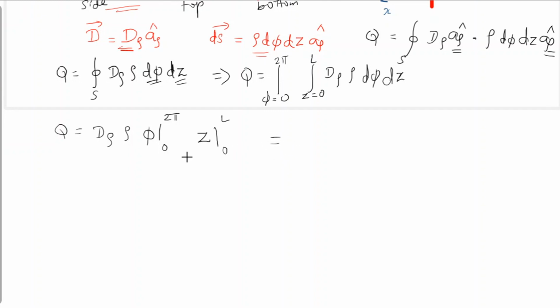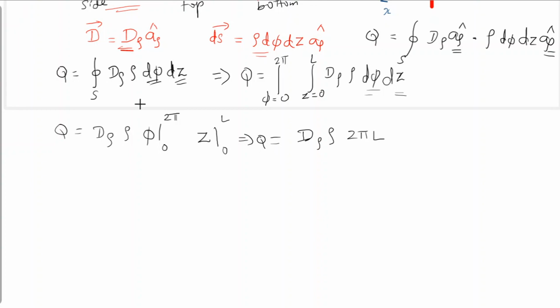I cannot integrate d rho and rho directly because I don't have any rho term here. So d rho, rho will be treated as constant, and I will integrate d phi for phi from 0 to 2 pi and dz for z from 0 to L. Applying the limits, upper limit minus lower limit, this becomes 2 pi L. So this becomes d rho, rho, 2 pi L. So I get Q as d rho, rho, 2 pi L. But my intention is not to find Q. My intention is to find the electric field, the E vector.